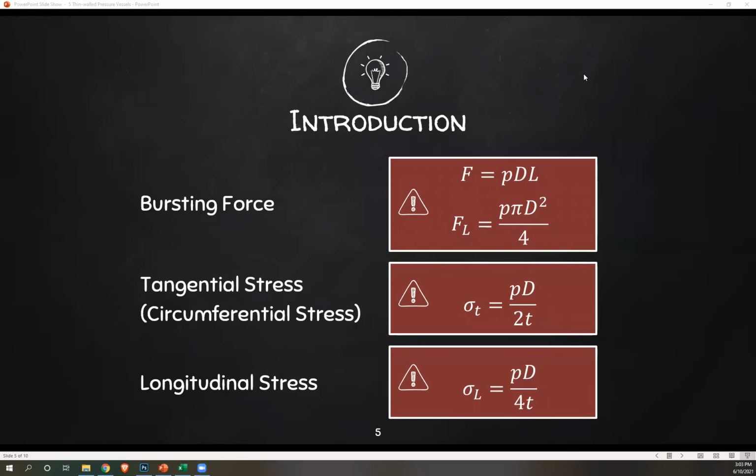Today is a continuation of our lecture for thin-walled pressure vessels. In the previous meeting, we discussed how to derive these equations. First, for bursting force, F equals PdL. This is the force experienced by the sides of your cylinder. Next, FL, your longitudinal bursting force, P times pi d squared over 4. This is the force being experienced by the ends of your cylinder.